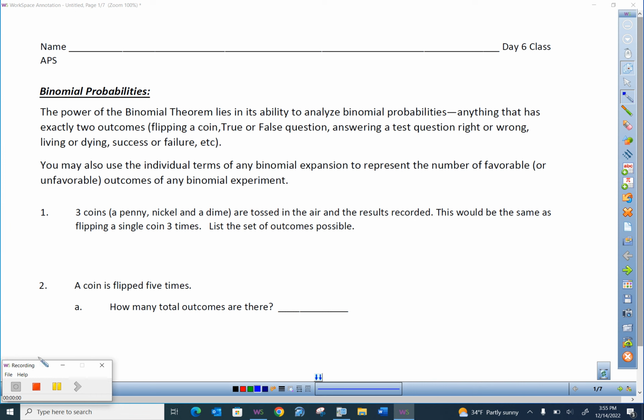Folks, we're going to talk a little bit more about binomial probabilities today. Remember, that means we want exactly two outcomes showing up, anything we can classify into two. Then we have to make sure that there's a set number of trials and each trial is independent from the last one, or the probability does not change. So flipping a coin, probability doesn't change. True or false, probability doesn't change, things like that.